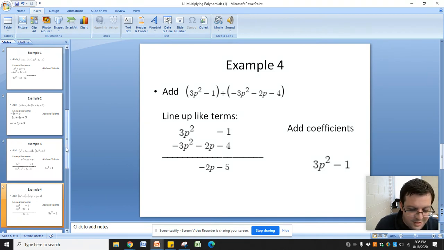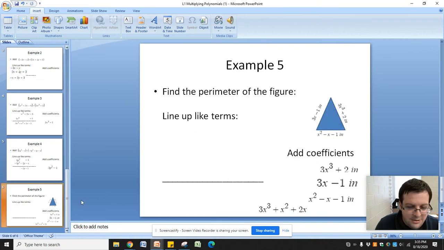Alrighty then. So hopefully adding these together seems pretty easy so far. Let's take a look at a bit of a word problem. In this case, we're trying to find the perimeter of our figure. We have these different side lengths here. Again, the exact same process. If we recall with perimeter, we're just adding up all the outer edges. So we're going to start by adding these up.